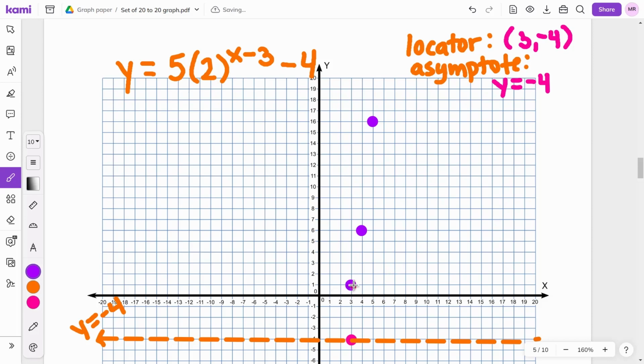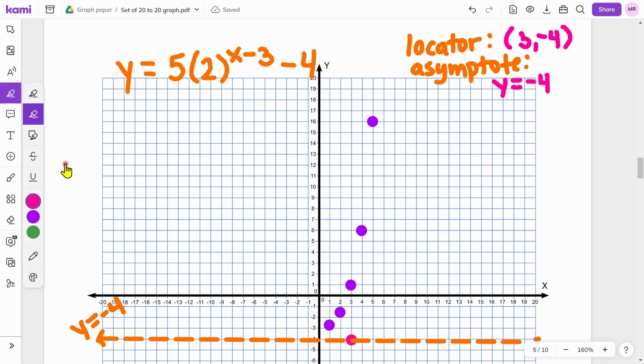Now, if I wanted to continue going the other direction, I'm doubling going to the right. But if I'm 20 above, 10 above, 5 above, I'm taking half going the other direction. And half of 5 is 2.5. So I'm going to go 2.5. Half of 2.5 is 1.25, and so forth. And let me connect that. And there's my graph.